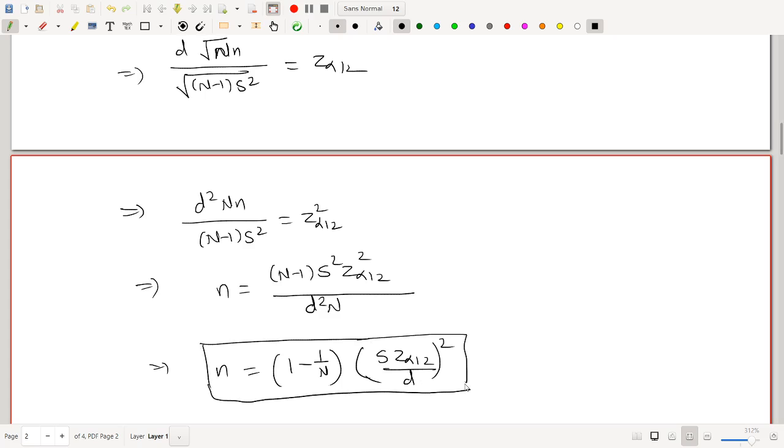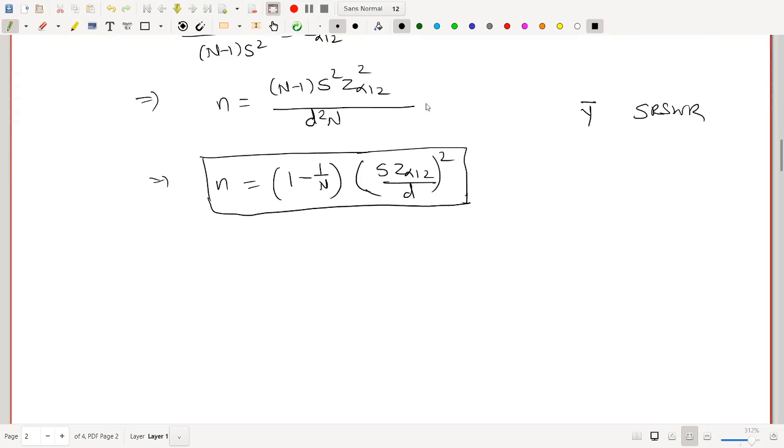So the sample size, when we want to estimate a population mean Y bar and the method is SRSWR, we can obtain the sample size by using this formula. Z alpha by 2 is obtained from the table. d is given, S is given, capital N is known. Then put all these quantities, and you will get the sample size.